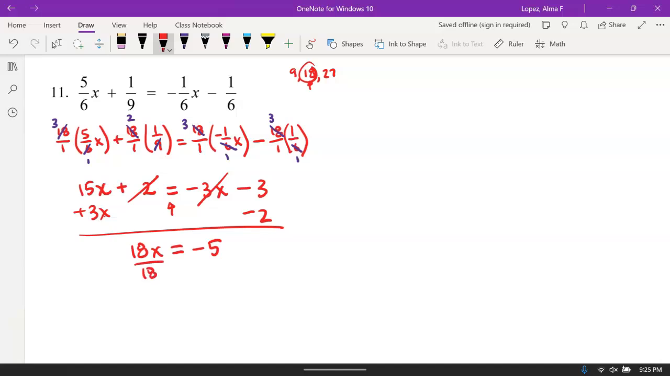After dividing both sides by 18, because I want to get that 18 that's multiplied onto the x off, that's going to leave me with an x, and on the other side, I'm going to be left with a negative 5/18.